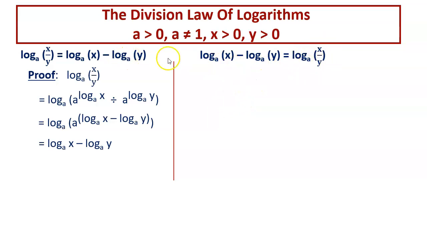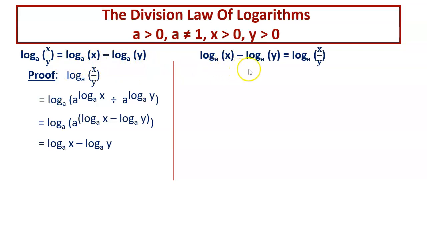You need both the forms because sometimes you are given a single log term and you have to get two log terms out of that single log term. At that time, if the argument can be expressed in this form, something divided by something, then you can use the division law of this form.